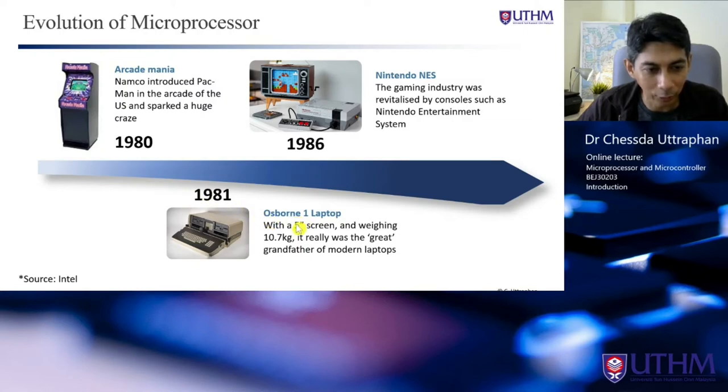In 1981, the first laptop was introduced, and you see that the screen is very small, 5-inch only. And you see the weight, 10.7 kg. This is even bigger than your PC, right? 10.7 kg, and this is the so-called grandfather of the modern laptop. And in 1986, we have the Nintendo NES. This is a game console. The first game console was introduced in 1986, right? So the Xbox and PlayStation that we have today are actually based on this. You have the console like this, and you have the controller, the gamepad, the joystick, and you play, what is this, Mario, right?